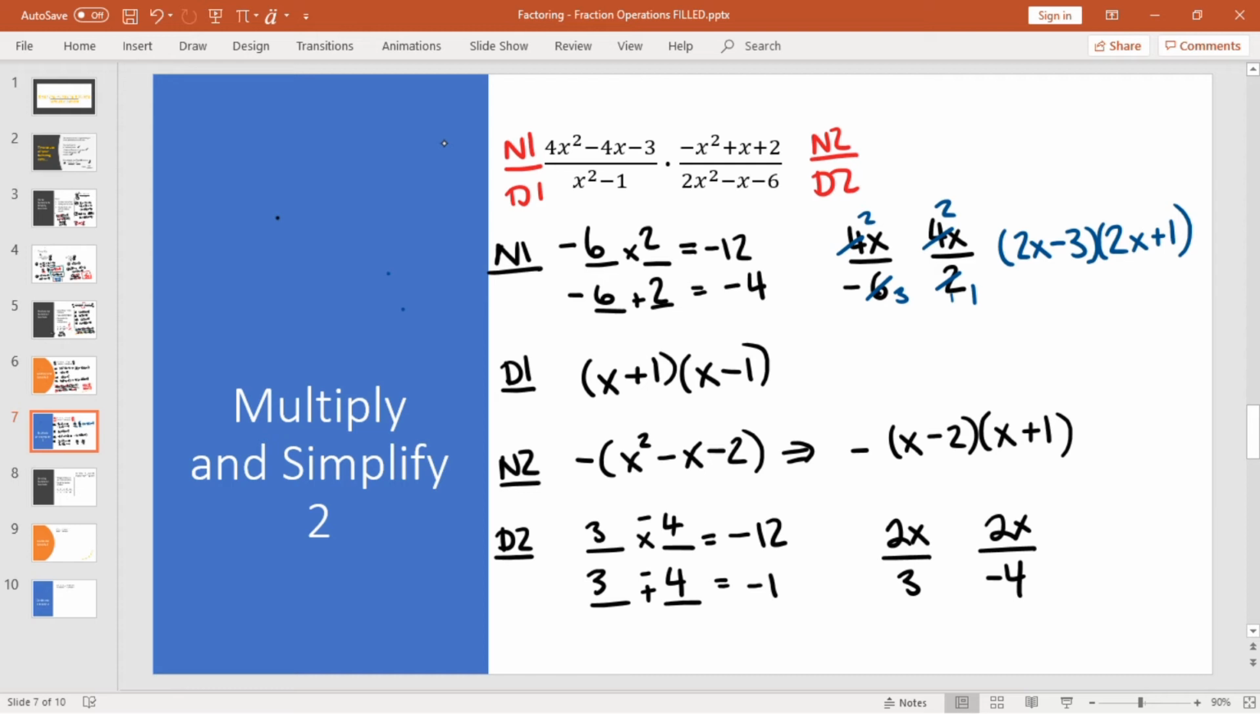Can't cancel anything in the first fraction. 2 over negative 4 is the same as 1 over negative 2. And this guy factoring will be 2x plus 3. Oh, that's irritating. And x minus 2.